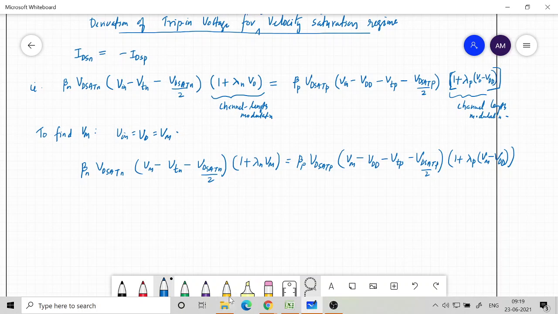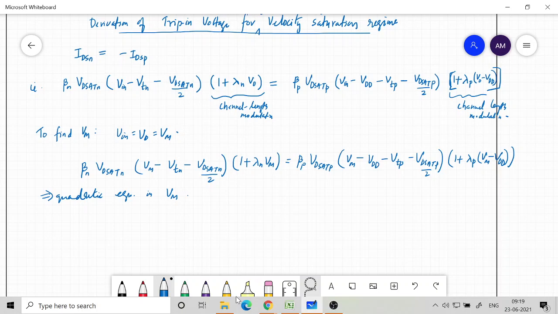So this is the equation that we need to solve, and you can see that already the expression is not very simple. If you take the channel length modulation also into account, there is a Vm multiplying Vm, and that will make a Vm square. So it is basically a quadratic equation in Vm, and then using the formula you can find out the Vm. You will get two solutions. You have to check which is the physically possible solution, so that has to be taken.